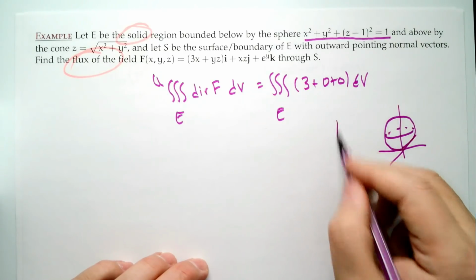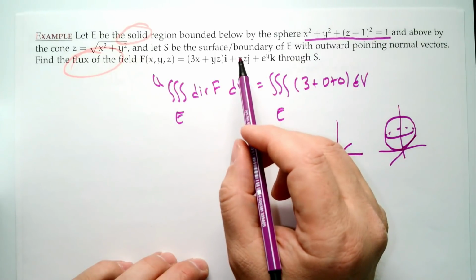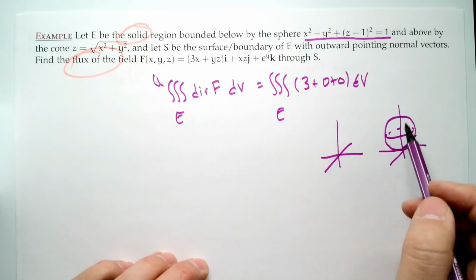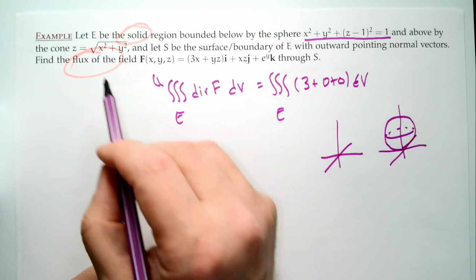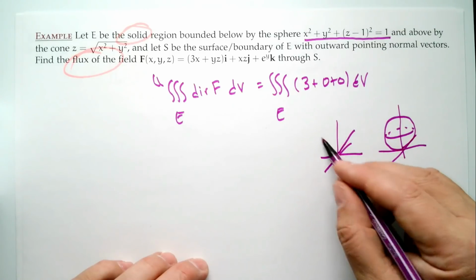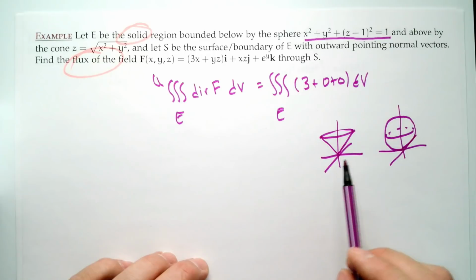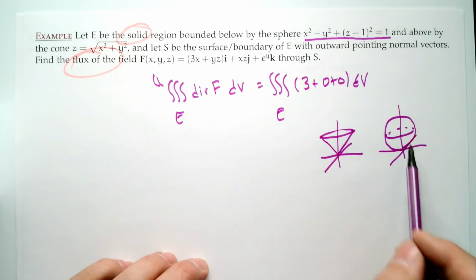That's been set. Now, we want to be bounded below by this sphere, so it means we want things that are above that sphere. Well, above by a cone: z equals the square root of x squared plus y squared. We've seen this cone so often, we recognize the cone. So we want to be below the cone, above the sphere.